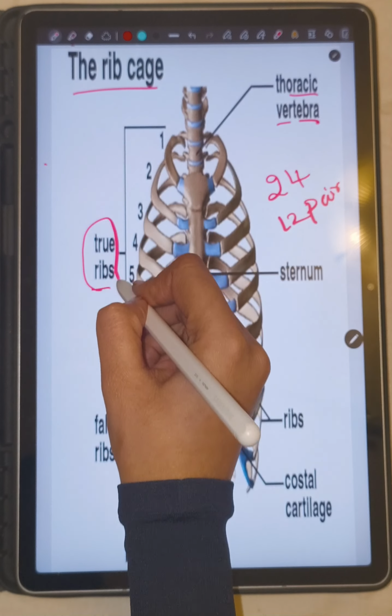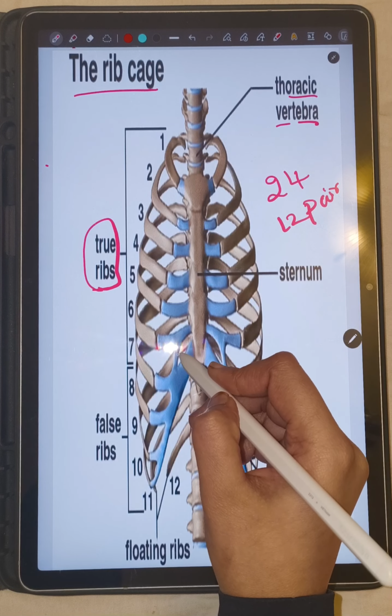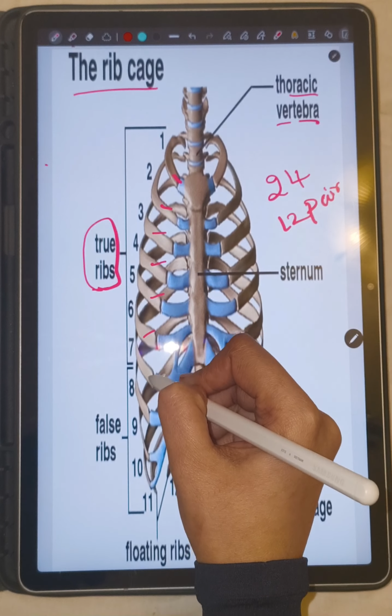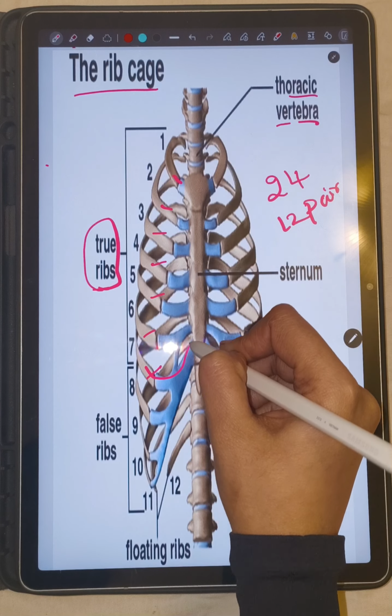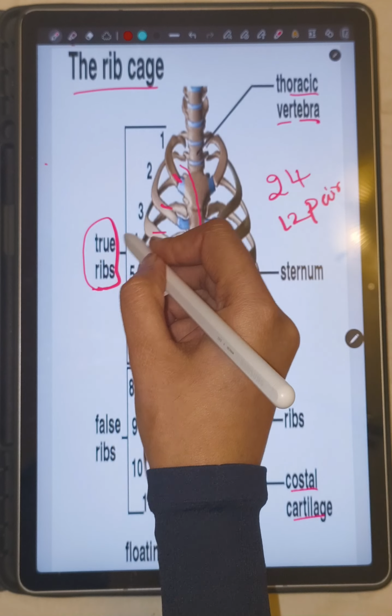Next, first we will discuss true ribs. These are the ribs that attach directly to the sternum via their own costal cartilage, meaning ribs 1, 2, 3, 4, 5, 6, 7. These 7 are directly attached to the sternum through their own costal cartilage. This is the true ribs.